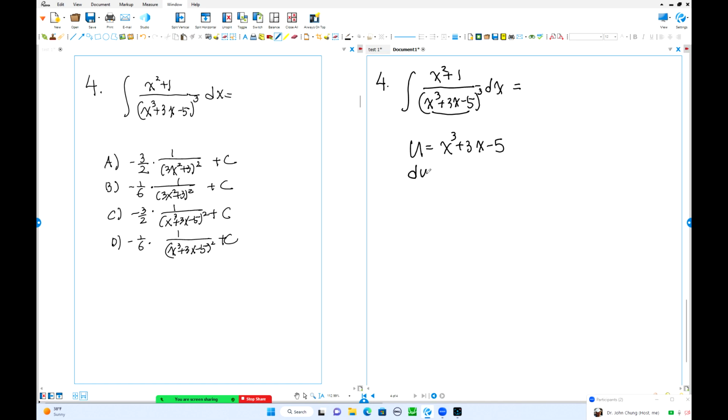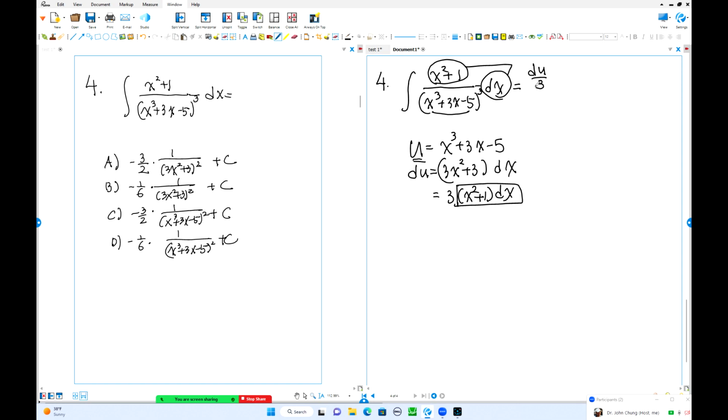Take a look at du, because you can see why this is u, right? 3x squared plus 3 dx, isn't it? There is a reason we have to use u substitution. Because 3 moves out, you can see x squared plus 1 dx inside the integrand. These two replace with what? du over 3, right?